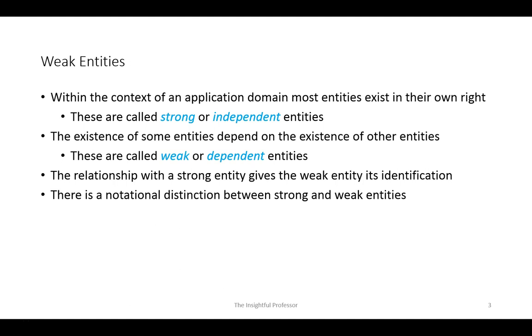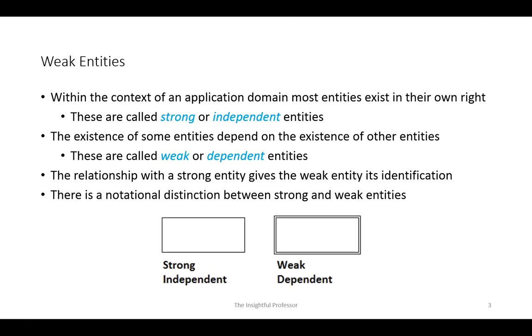Strong entities and weak entities are represented a little differently within our entity relationship diagram. The strong or independent entity type is drawn using a rectangle, while the weak or dependent entity type is drawn using a double-bordered rectangle.